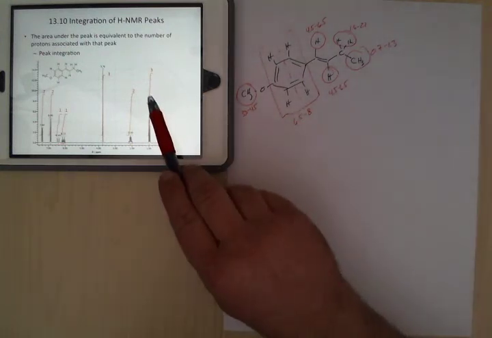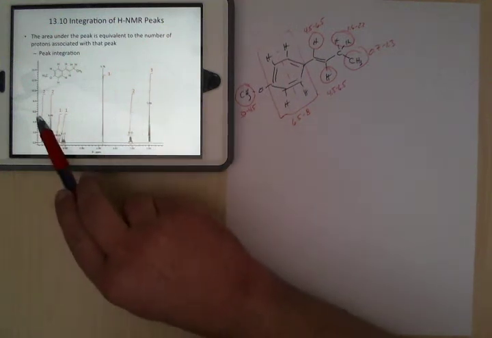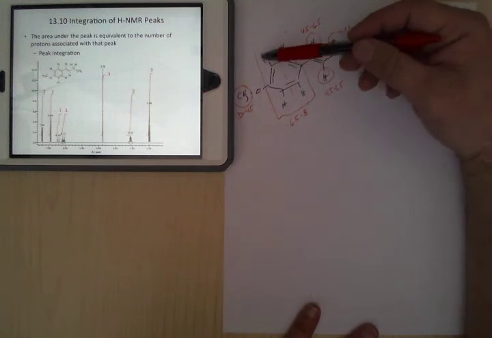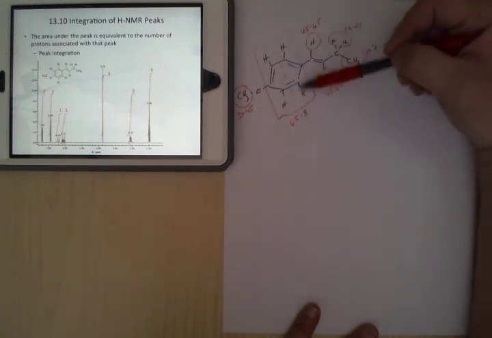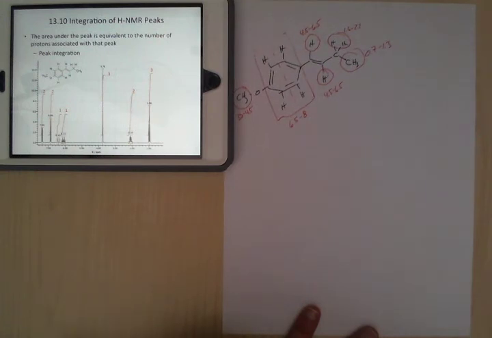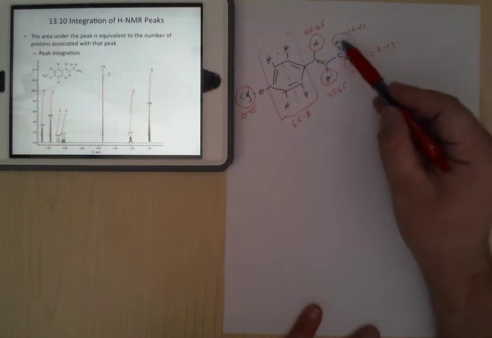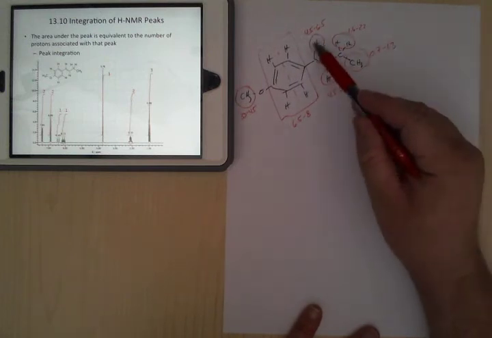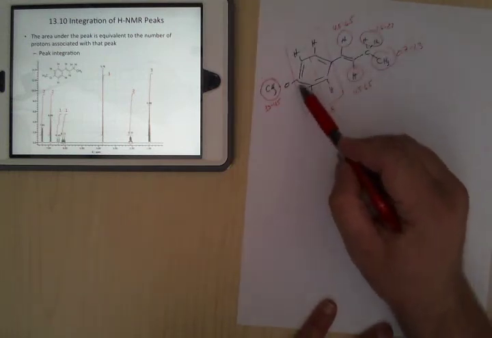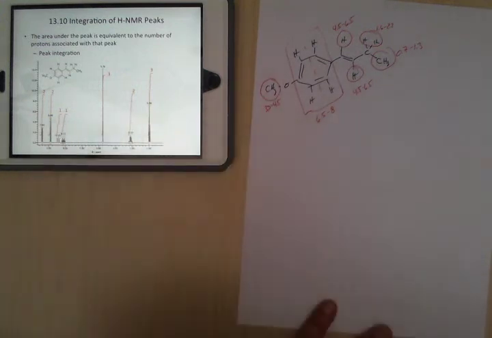So this is 3 hydrogens, 2 hydrogens, 3 hydrogens, 1, 1, 2, 2. These two are equivalent, these two are equivalent, so they integrate to 2. So this is going to integrate to 3, this is going to integrate to 2, then 1, 1, 2, 2, 3. And that's what we see here.